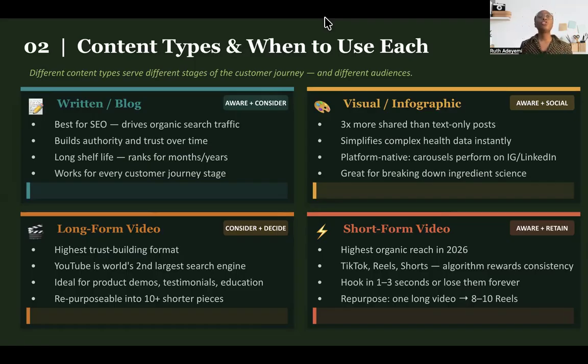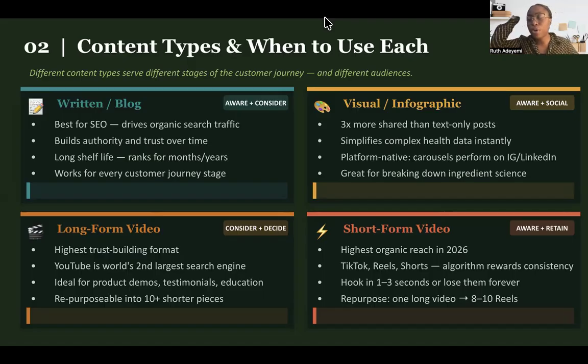Okay. So for your written content, like your blog posts, they're typically useful in the aware and consider stage, in the beginning stages when this customer knows nothing about your brand. Remember the researchers, you see how everything is connected. Okay. So when they don't know about your brand and they're trying to understand who you are and see if they can trust you, this is what this type of content is for.